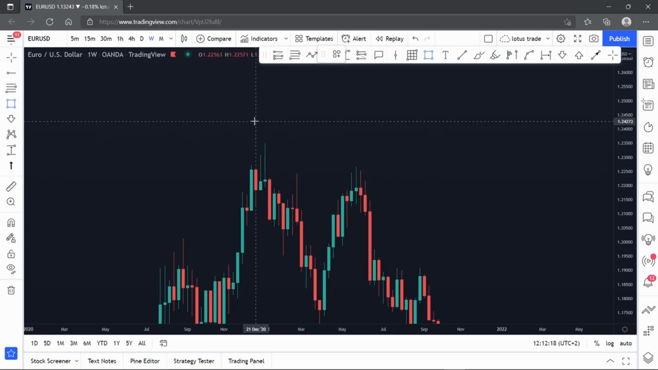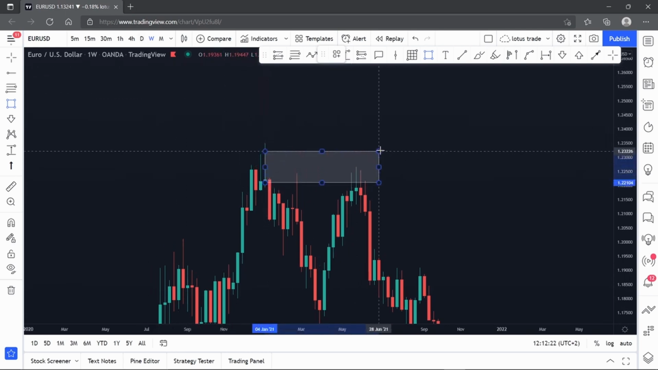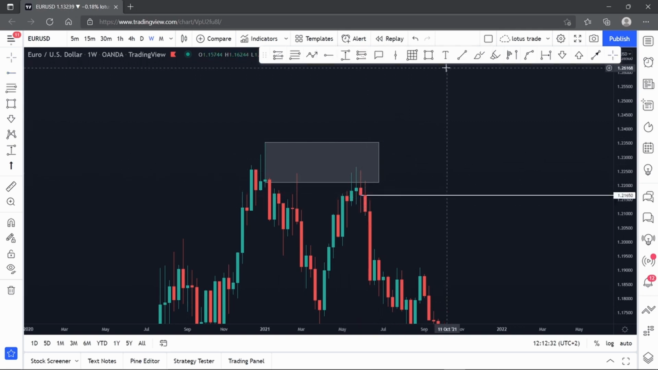For another example, right now we are on the weekly time frame. Your zone is like this. You wait for the market to come to this area over here, making a bearish engulfing candle. Your entry will be here, and then your stop loss above. Your retracement entry here. So your stop loss is above the zone.